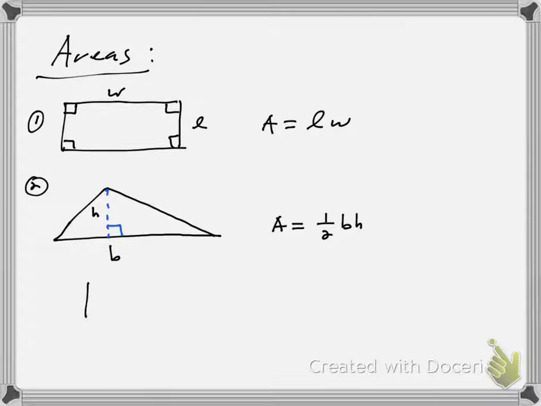If I had a right triangle, that's actually a really nice triangle to have, because if this is my base, then my height is just that side length, isn't it? Okay, so that would have the same area. All right, I'm going to erase that.